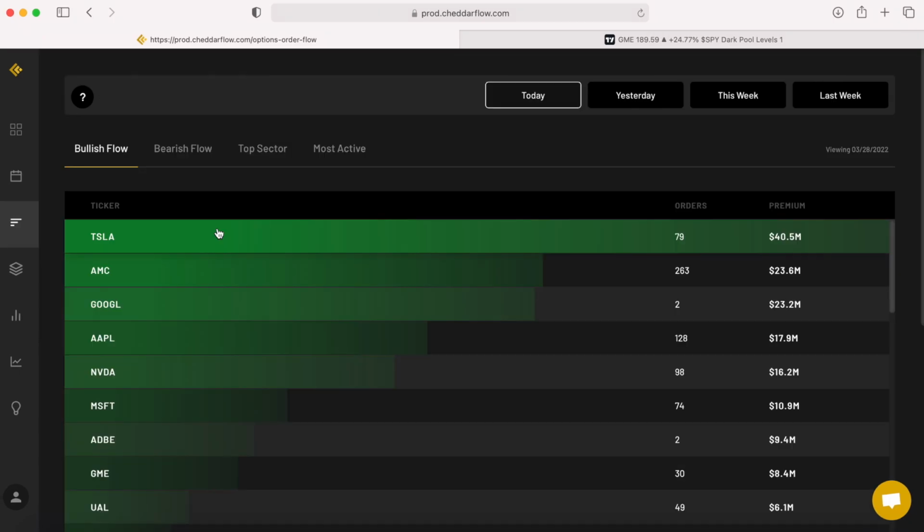And the next feature I want to share with you today and how to use it is this third tab we have on Cheddar Flow. It's called the Flow Overview tab. This tab I really like to use, especially on weekends.